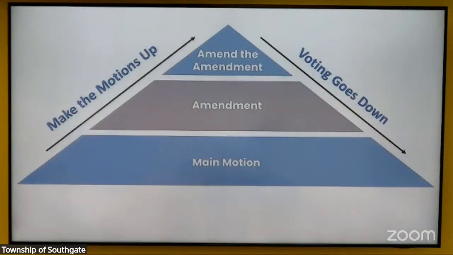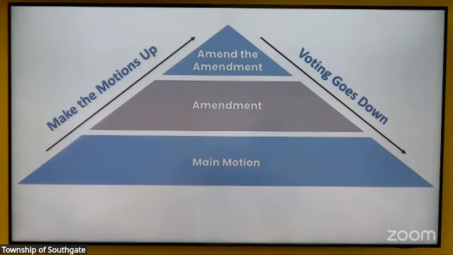Okay, so the next thing that we want to talk about is that every motion has an order of precedence, and we usually see it illustrated as a pyramid of precedence. There are, of course, lots more types of motions in Robert's Rules of Order, but for right now, let's just look at the pyramid using our three must-know motions. The main motion is the lowest ranking motion. It's shown at the bottom of the pyramid on the screen. Next in rank is the amendment, followed by amend the amendment. The pyramid of precedence means that you make the motions moving up the pyramid and you vote on those motions moving down the pyramid.